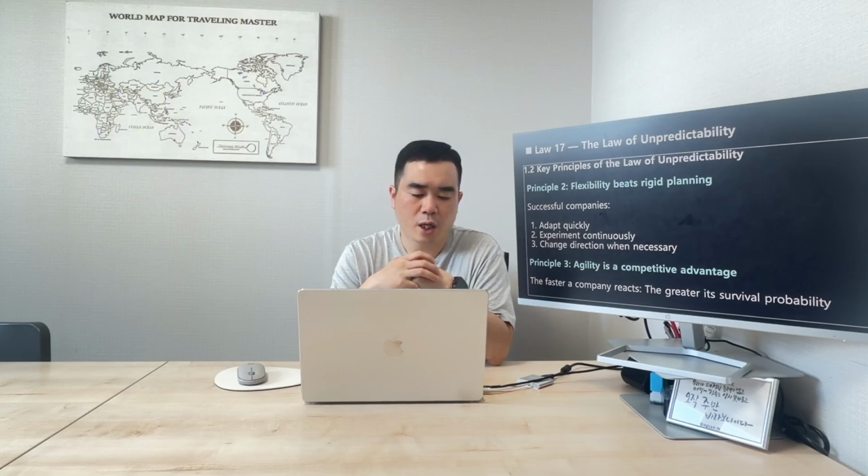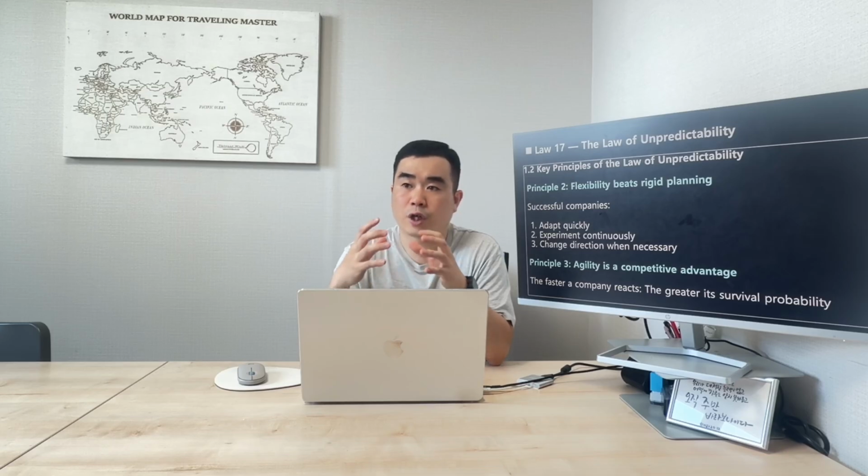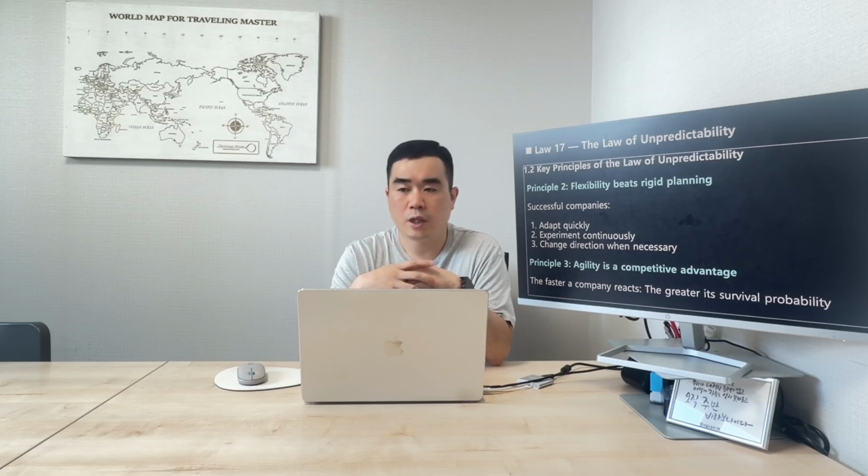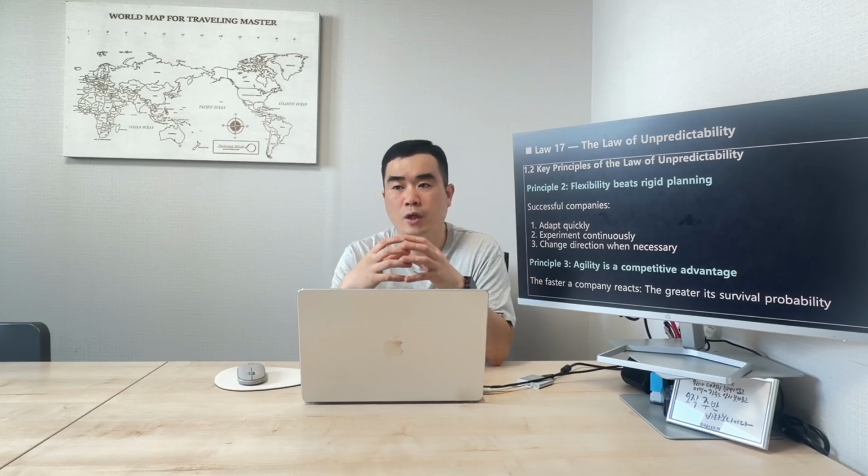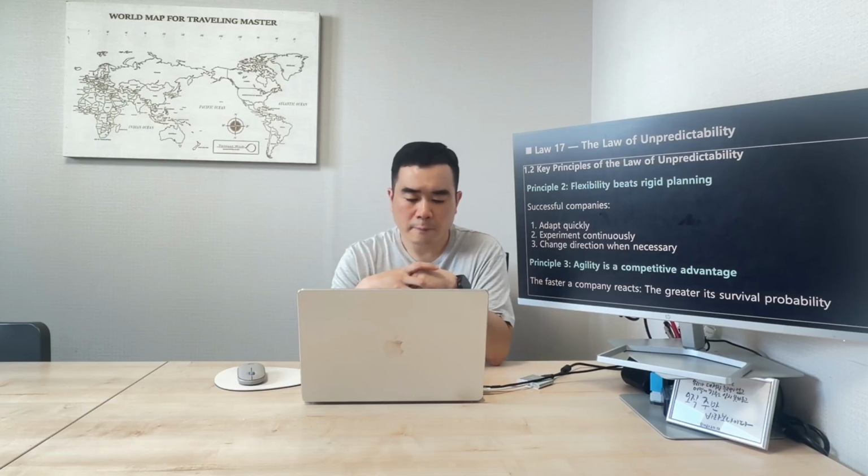And principle three is agility. Agility is a competitive advantage. Agility is also very important these days. The faster a company reacts, the greater its survival probability. Agile planning and agile action for consumers are important and necessary in this era, especially the AI era.